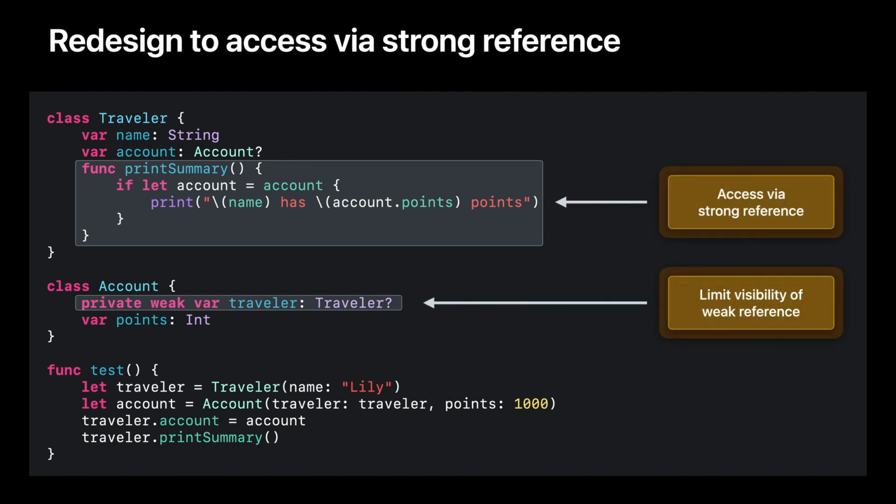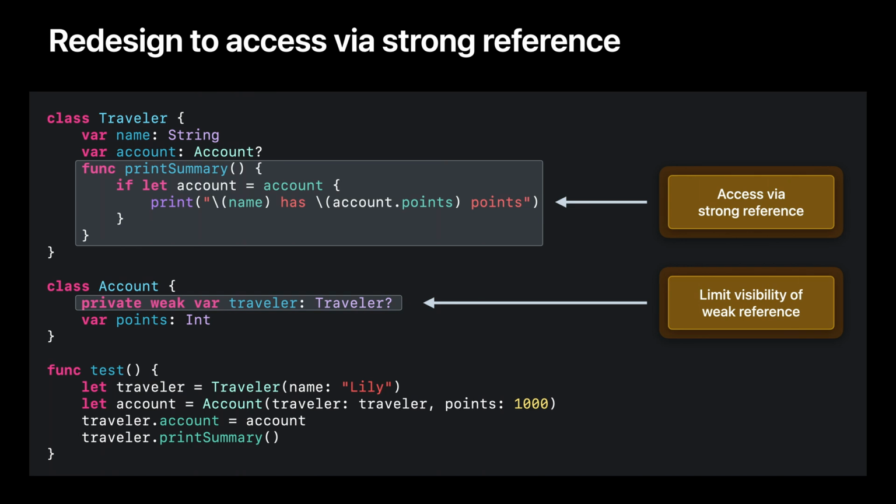Redesigning classes with better APIs is a much more principled approach. Object lifetime surprises can be prevented if access to the object can be limited to strong references only. Here, the print summary function is moved back to the traveler class, and the weak reference in the account class is hidden.